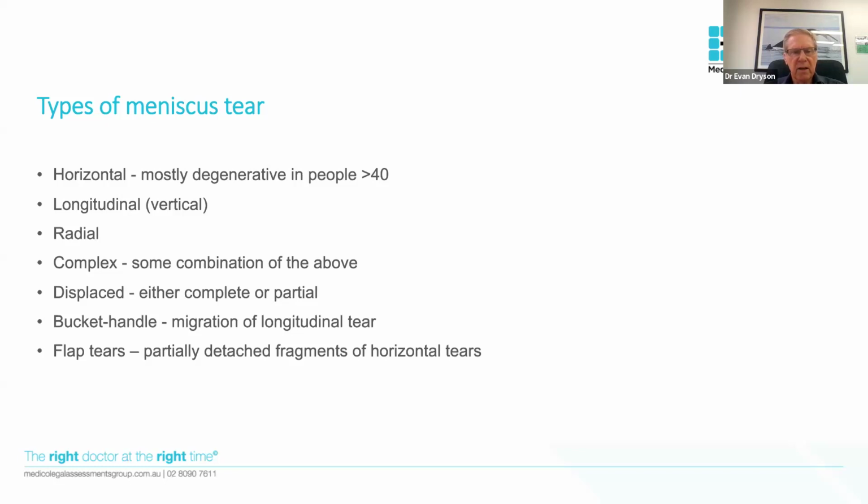Now, once a tear does develop, it can either be completely displaced out of position or just partially displaced. There is a particular type of displacement called the bucket handle tear. This is like the handle of a bucket, which is looped from side to side from the top of the bucket with a gap in between. And it will generally migrate across the bony surface into the far aspect of the knee where it no longer does any harm. Flap tears are tears which are just partially detached and not completely detached.